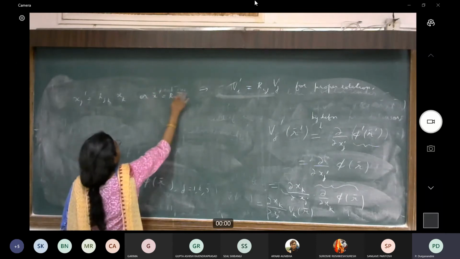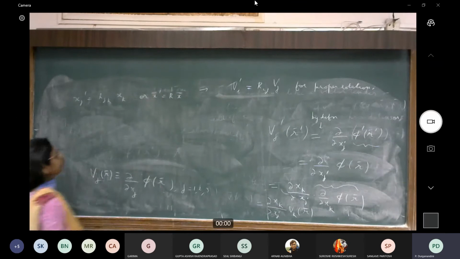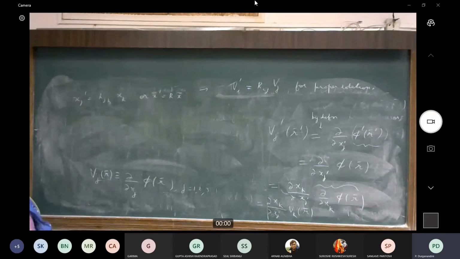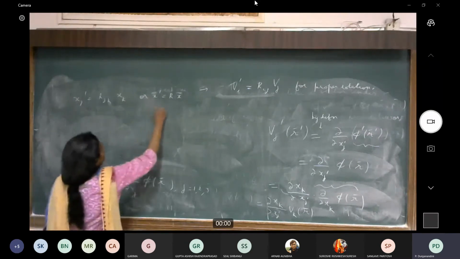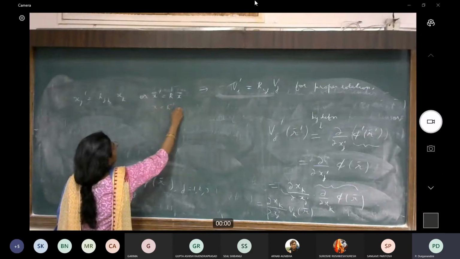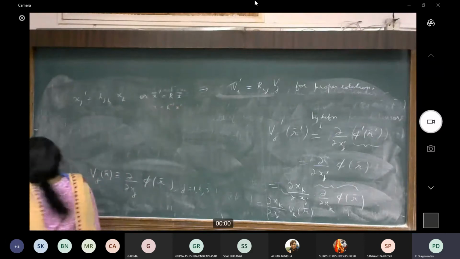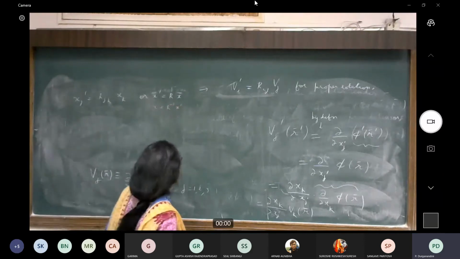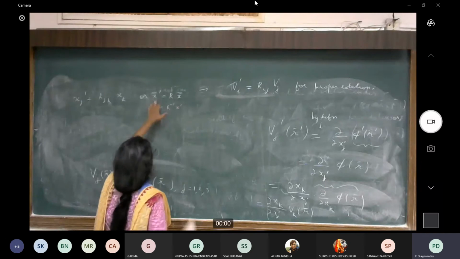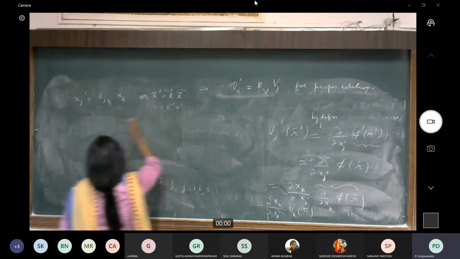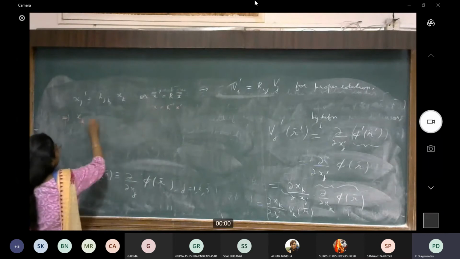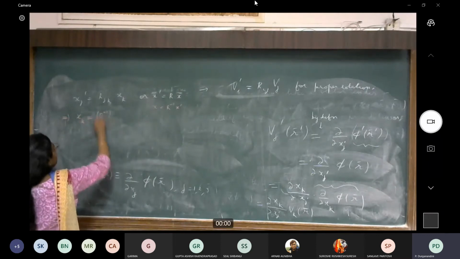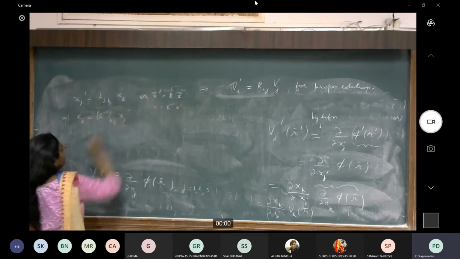And what is the inverse relation for this? This will tell me that x will be equal to r inverse x prime. So if I use that now, this implies that your xk, in component form, equals r inverse of kj xj prime.